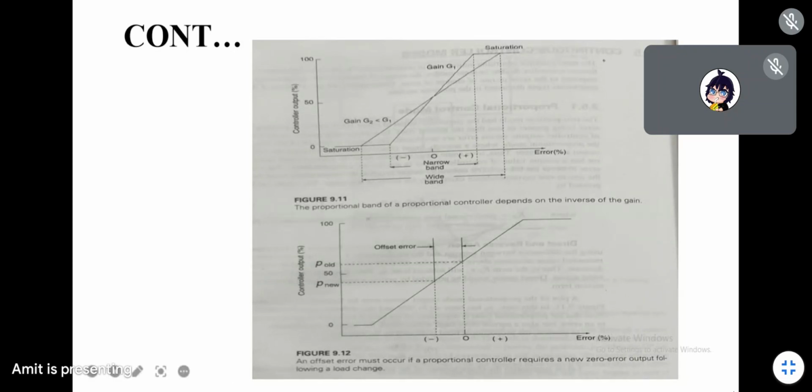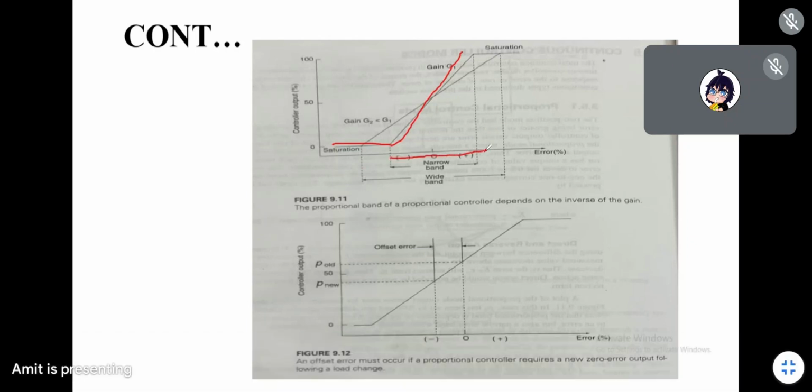If you see from here, take this example. Initially, whatever error is there, the output is off. When the error varies from this to this, the output varies from 0 to 100%. So to cover 0 to 100% of controller output, this range of error is known as your proportional band. Getting my point? Yes or no?